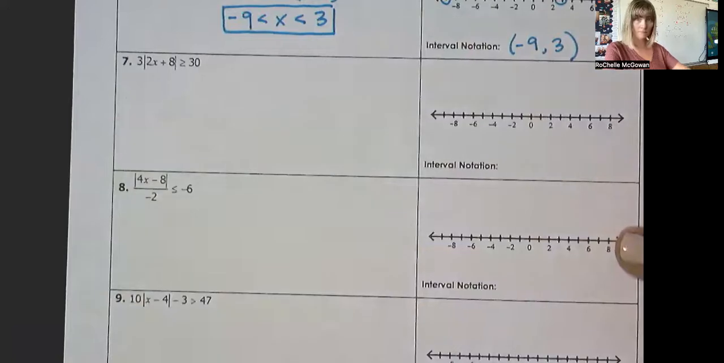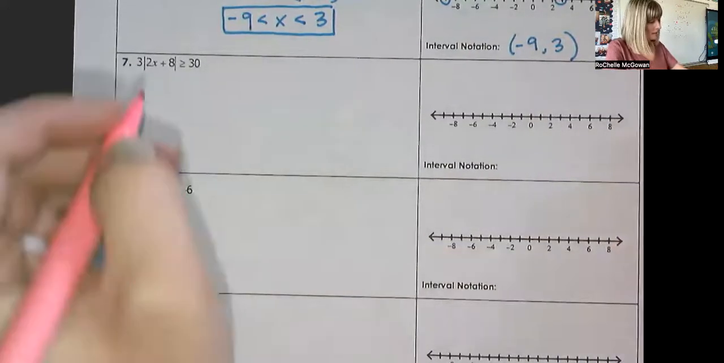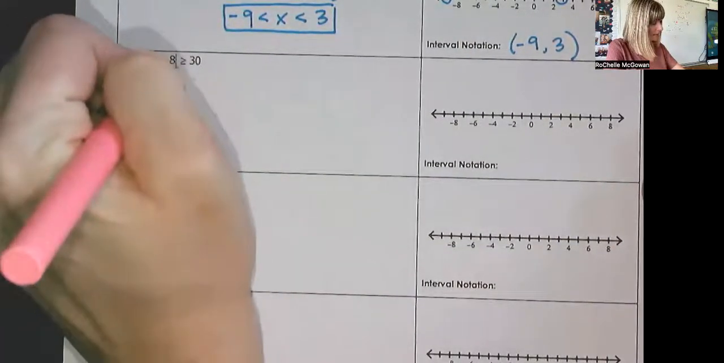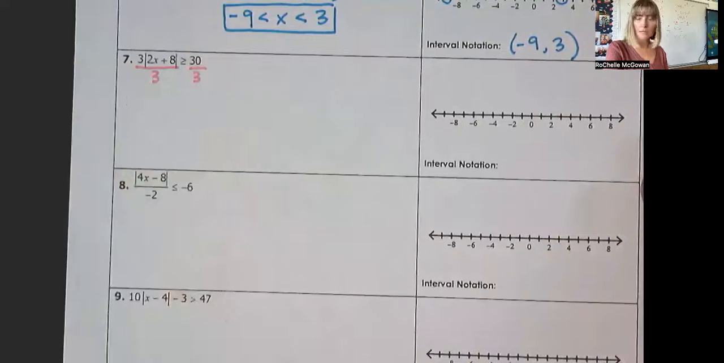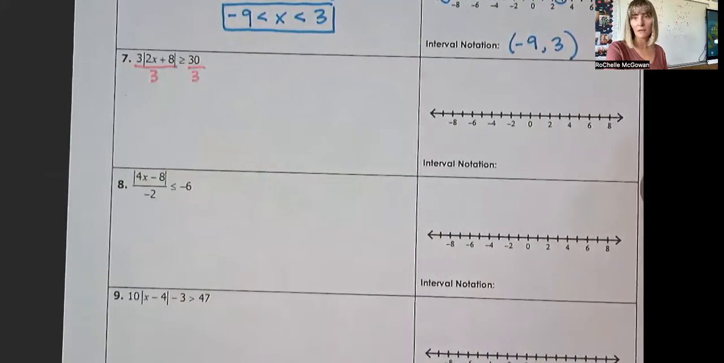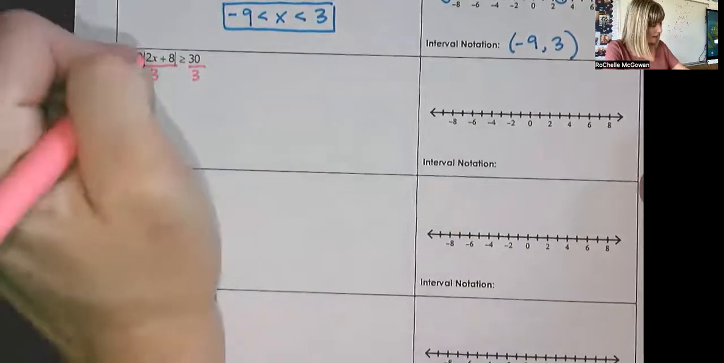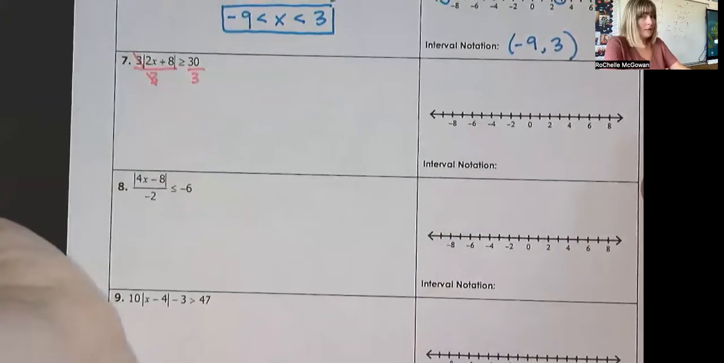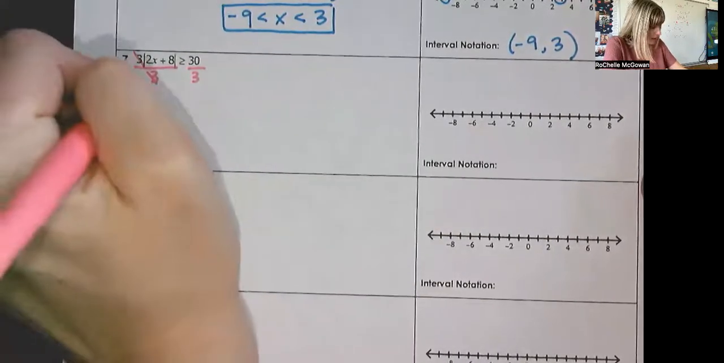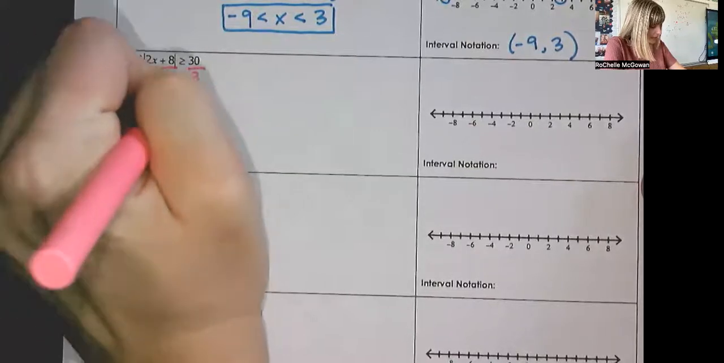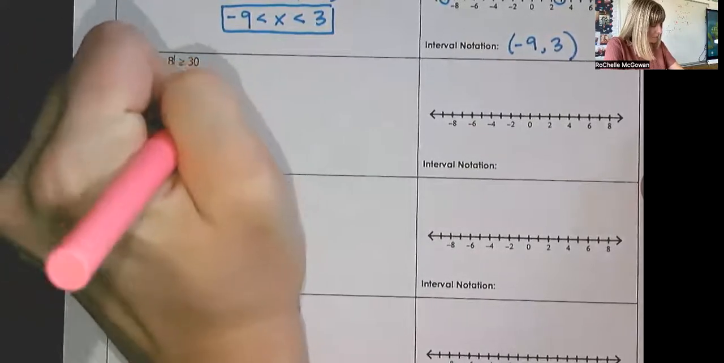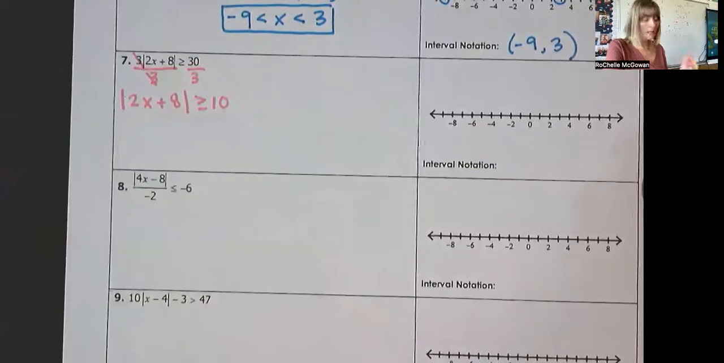So here's what I'm doing. Ready? Divide both sides right now by 3. Why? Because there was a thing outside the absolute value and I had to get rid of that thing. I can't move forward until I get rid of stuff that's not in the absolute value. That cancels to 1. And that's all that happens. Now here, absolute value of 2x plus 8 is greater than or equal to 10.